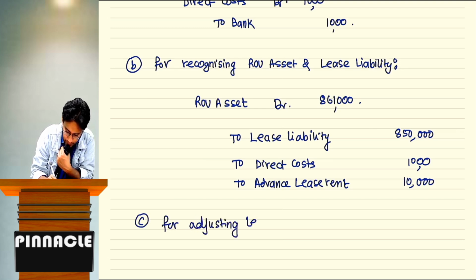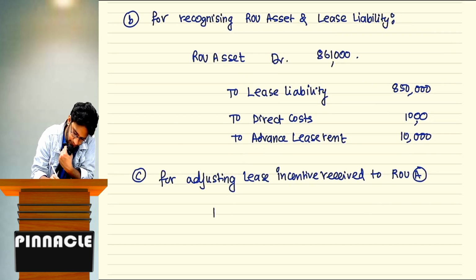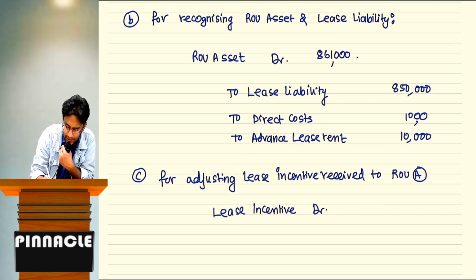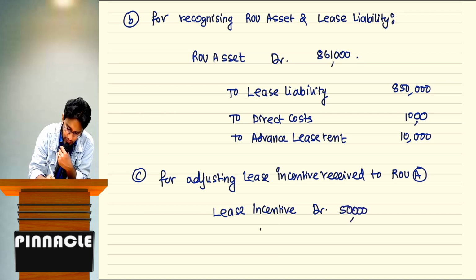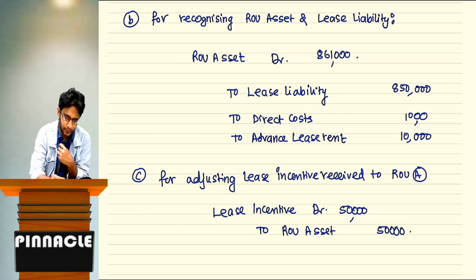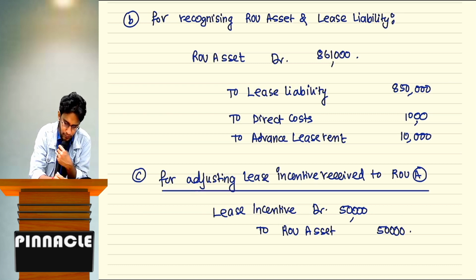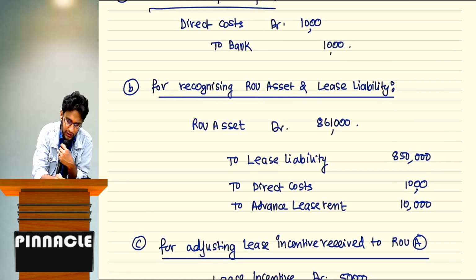For adjusting lease incentive received to ROU asset. Lease incentive, you understand it as similar to a grant, sir. When you receive a grant, the asset value should reduce, no? Like that. Lease incentive to ROU asset. These 3 entries you can club also and write.